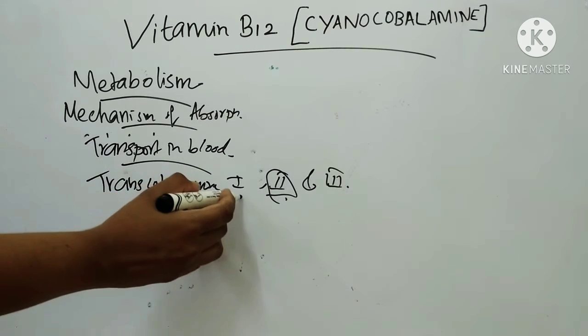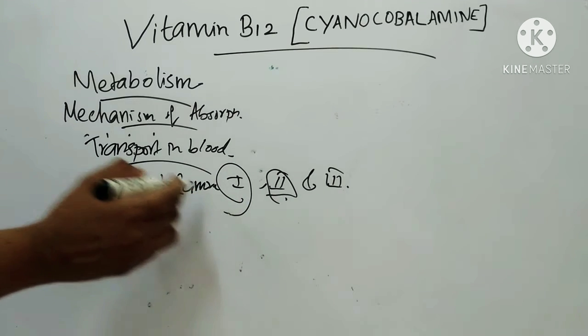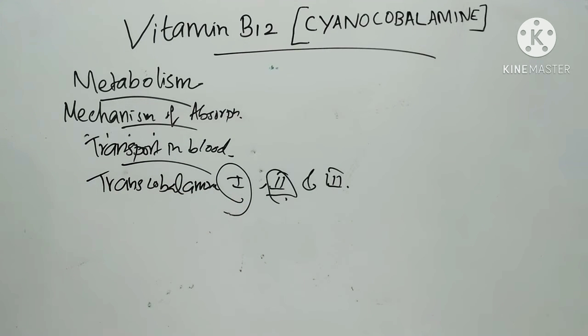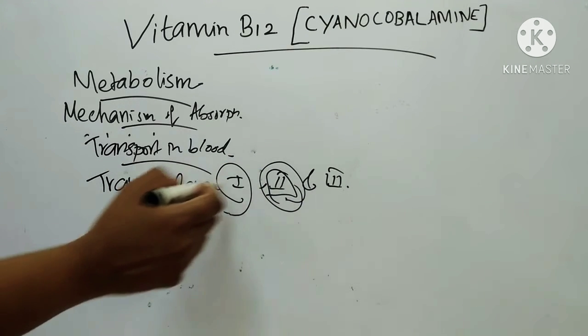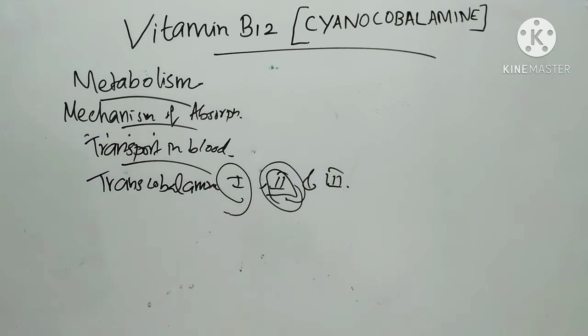Transcobalamin 1 is increased in myeloproliferative states. Its source is leukocytes, and its plasma level is about 60 μg per liter. Coming to transcobalamin 2, its plasma level is 20 μg per liter, and its source is the liver. That is the transport in blood.